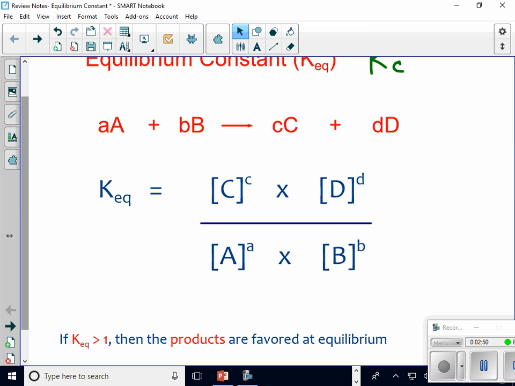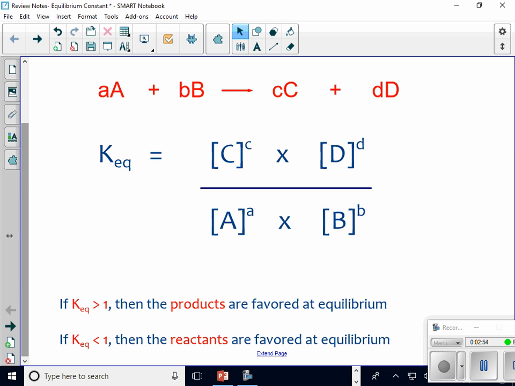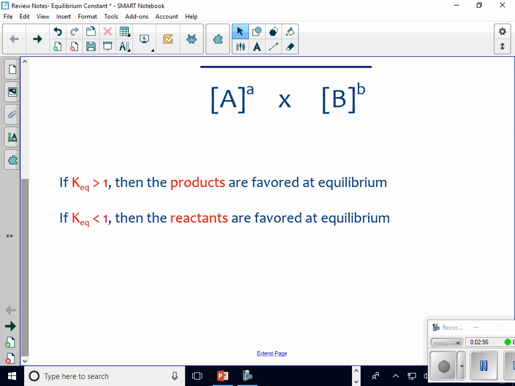Now, the final thing I wanted to make sure we got from our notes is that if the equilibrium constant is greater than 1, the products are favored at equilibrium. If the equilibrium constant is less than 1, then the reactants are favored at equilibrium.